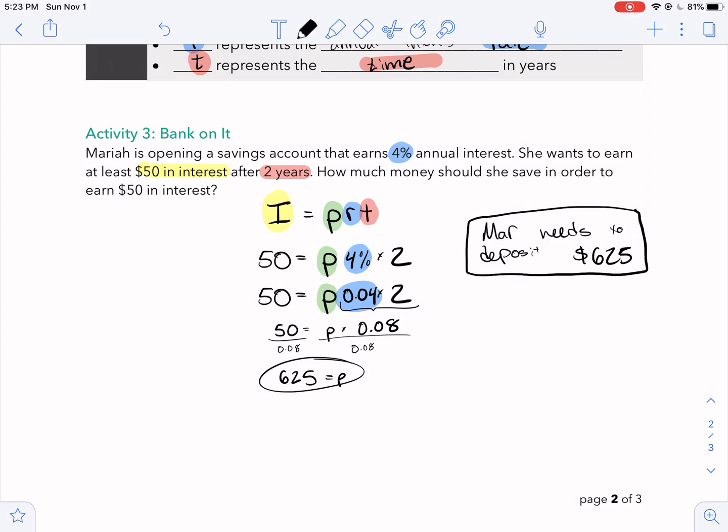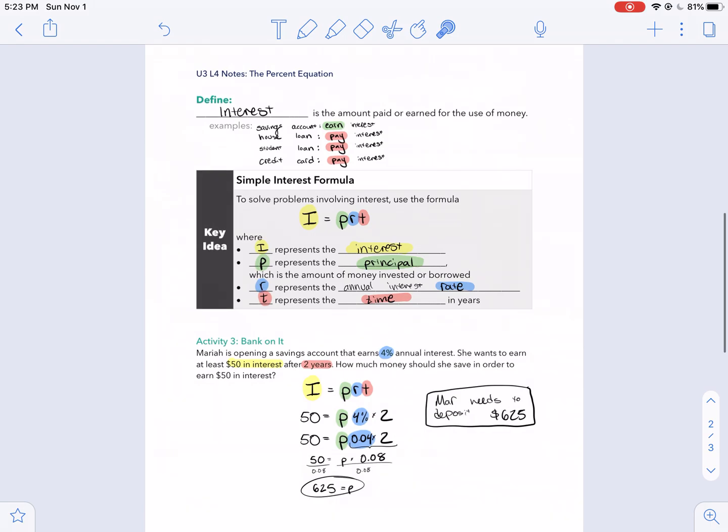So Mariah needs to deposit $625. The good news is, if she doesn't have that, she can start with whatever she has, and she'll keep earning interest. So you guys don't have to wait for a minimum amount. You should deposit things right away because you'll earn money on it. So that's an interesting problem.